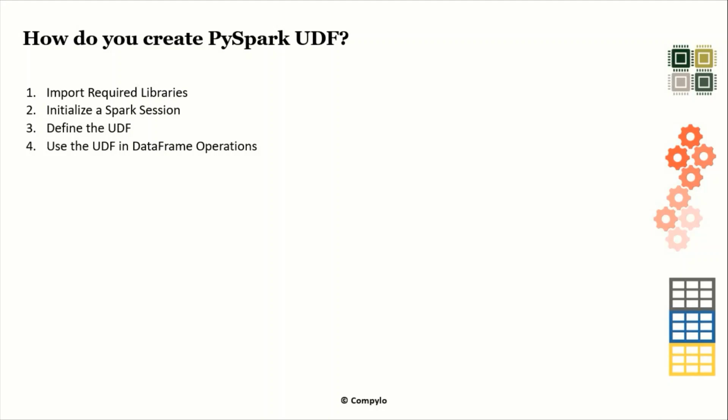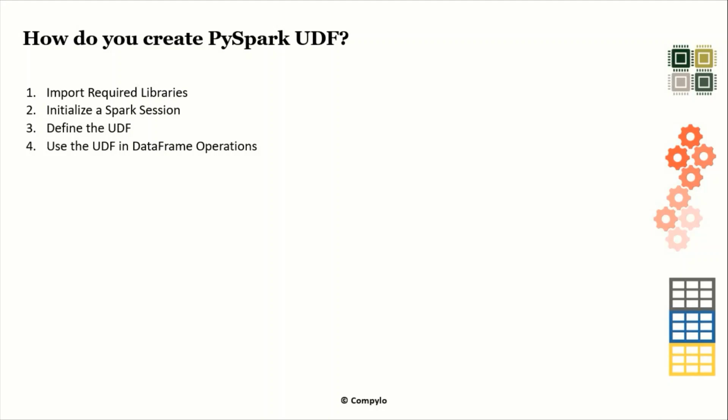The next step is writing a Python function that we want to use as a UDF. Then we can use the udf decorator to register it as a UDF, specifying the return type. And finally, we can apply the UDF to DataFrame columns using the withColumn, select or filter methods.